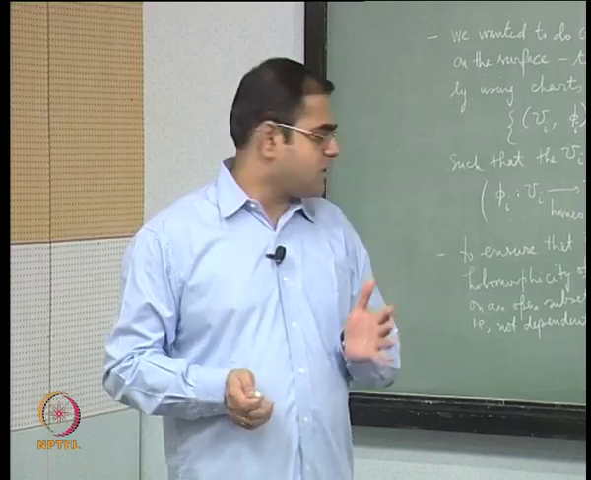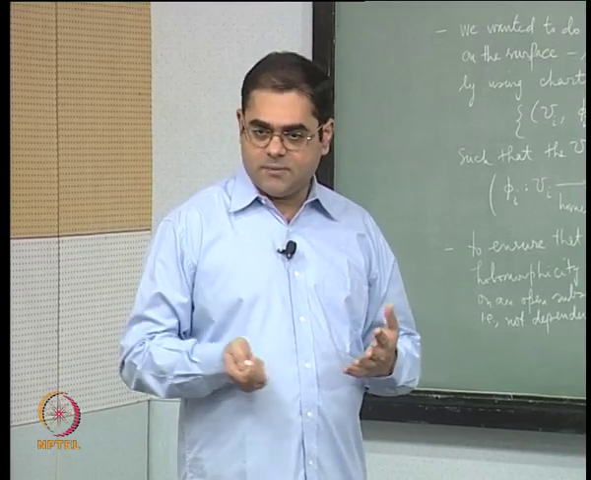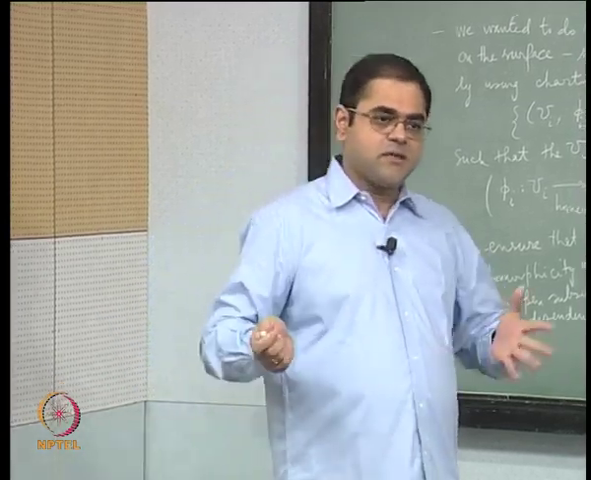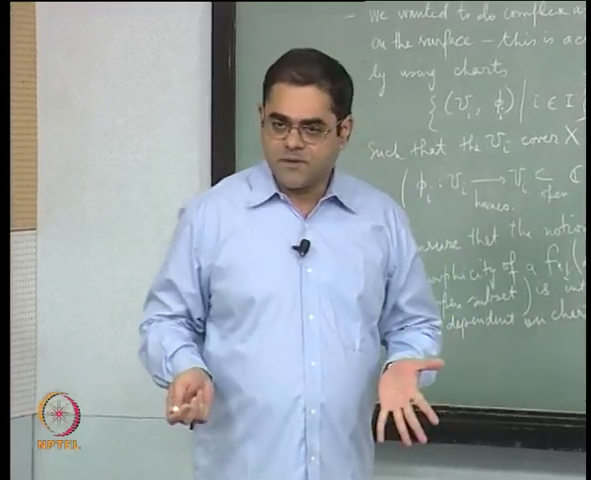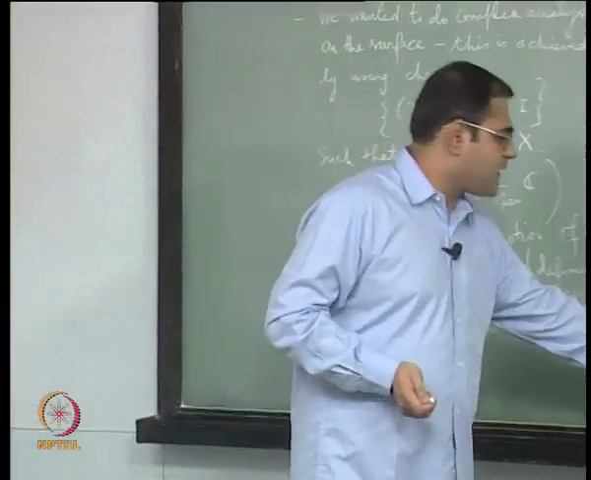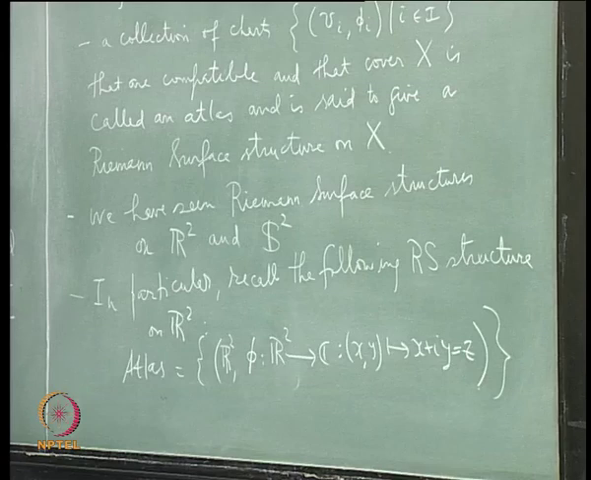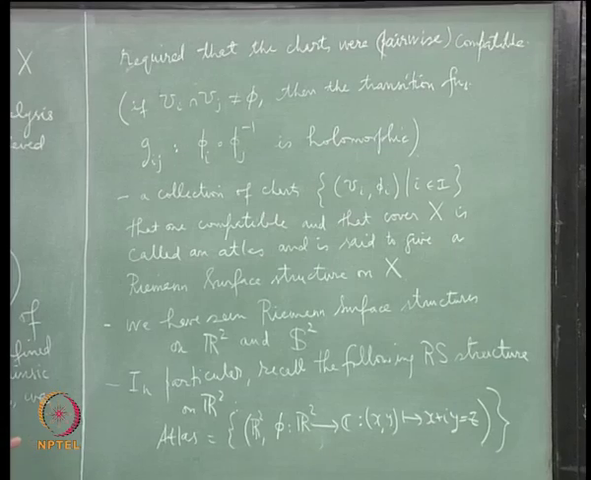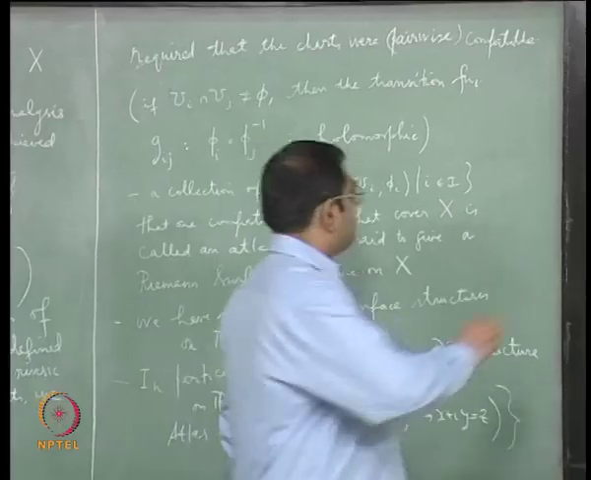The collection consisting of only this chart is an atlas because there is no compatibility condition that has to be verified. By logic, if there is a condition that does not need to be verified, it is deemed to be true, vacuously true. So this is indeed an atlas, and what it does is that it makes R2 into the complex plane C. So we say that the complex plane C is a natural Riemann surface structure on R2, where the notion of holomorphic function is the usual notion of holomorphic function that we study.